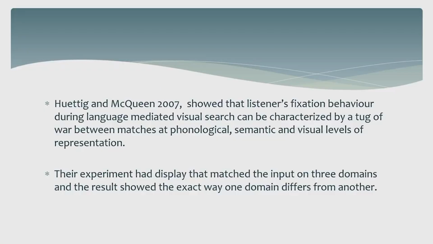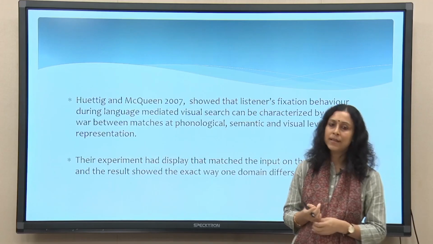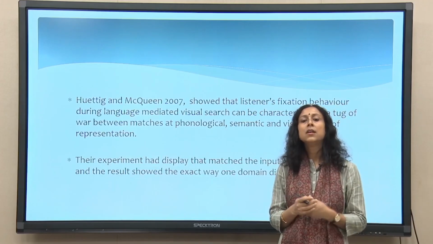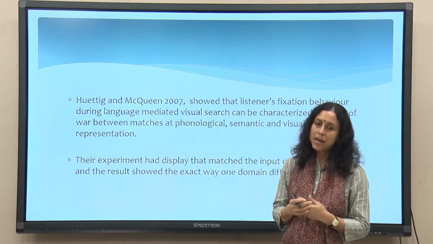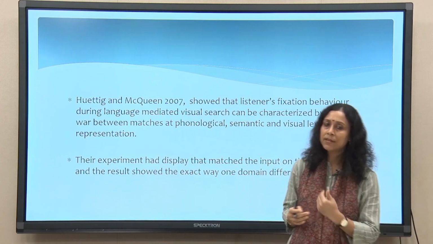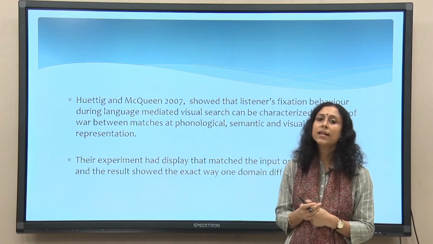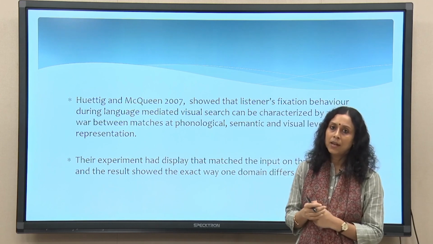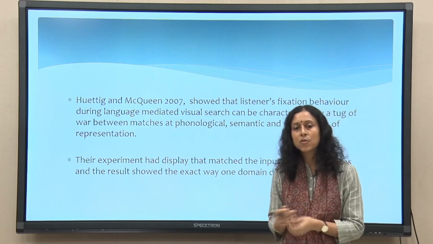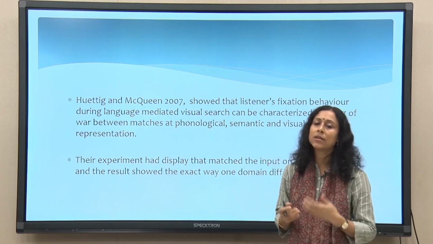Yet another interesting study by Huettig and McQueen in 2007 showed that listeners' fixation behavior during mediated visual search can be characterized by a tug of war. Basically, we have seen there is a phonological mapping, a semantic mapping, even a perceptual mapping, but what is the degree of fixation among these? So, what gets preferential treatment and what does not?